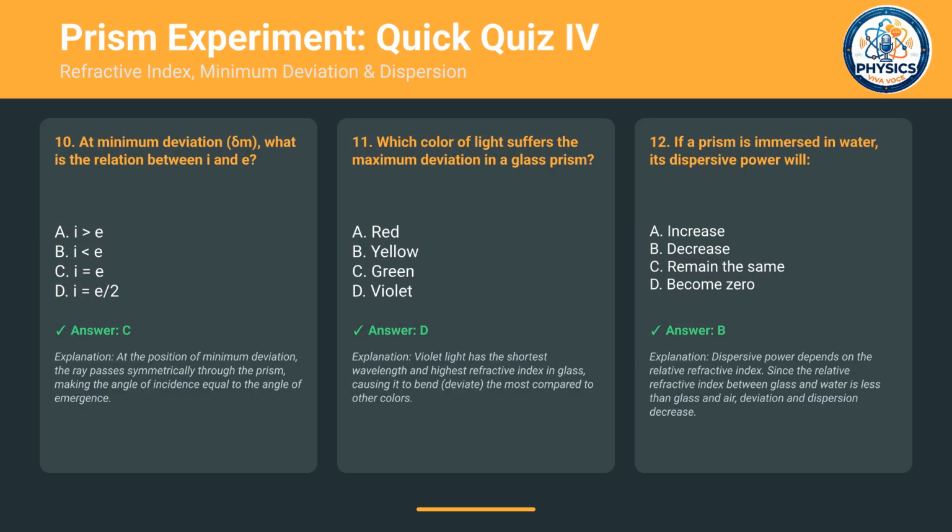In Quick Quiz IV, we revisit key concepts. At minimum deviation, the angle of incidence equals the angle of emergence, I equals E. Violet light suffers the maximum deviation. When a prism is immersed in water, its dispersive power decreases.